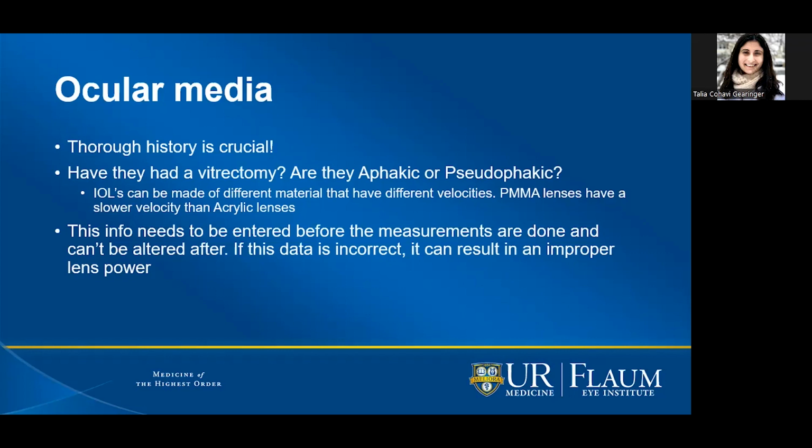And this info needs to be entered into these machines before these measurements are done, because once they're taken, you can't go back and alter them. So if the data is incorrect, you're going to get an improper calc, or hopefully we catch it, and then you have to have the patient come back and have a repeat measurement done.